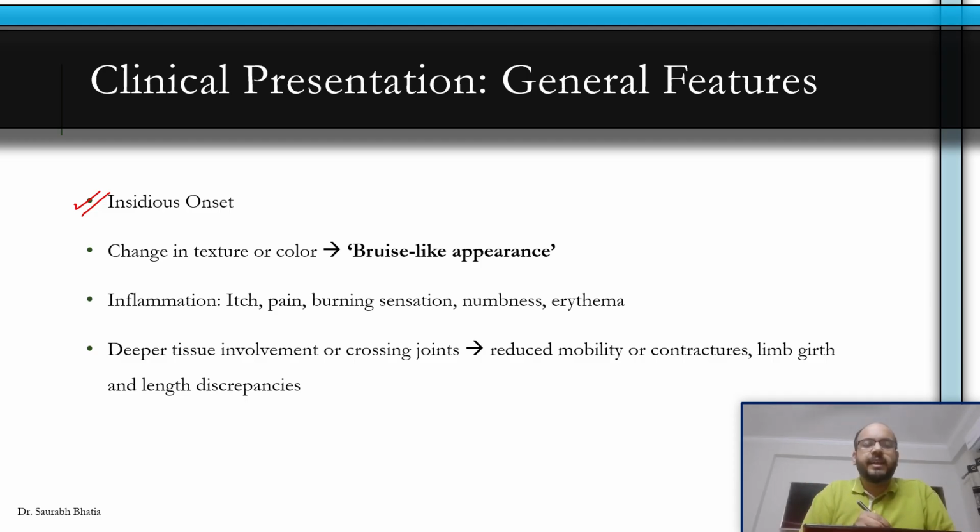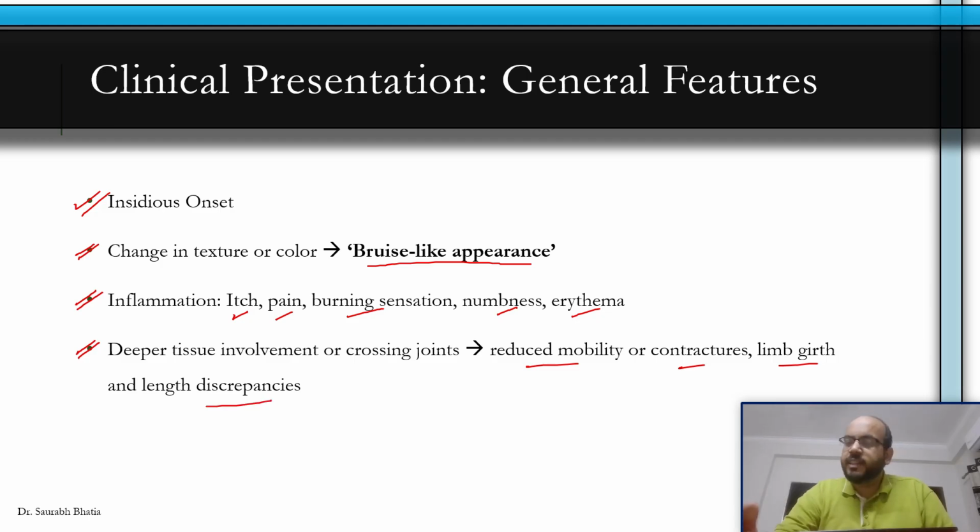Okay. It starts first with change in texture or color and can appear like a bruise, like some kind of trauma has happened to that site of skin. When the inflammatory activity is significant, you can have symptoms like itch, pain, burning sensation, numbness, and even a little bit of redness on the area. If it involves deeper tissue involvement or it crosses the joint, this can lead to significant morbidities and complications in the form of reduced mobility or contractures, even limb girth discrepancies or length discrepancies.